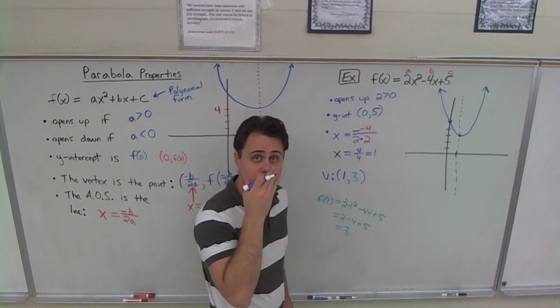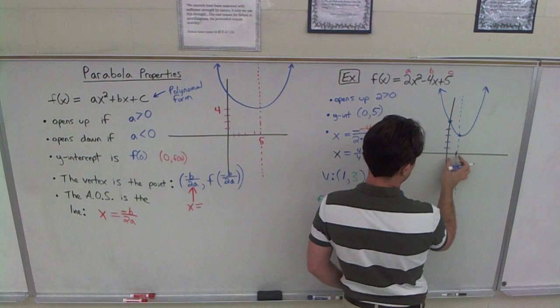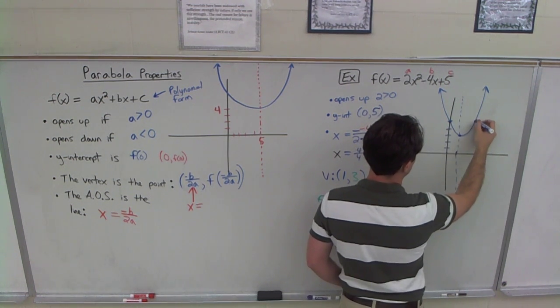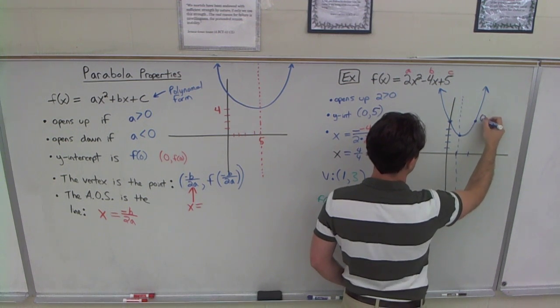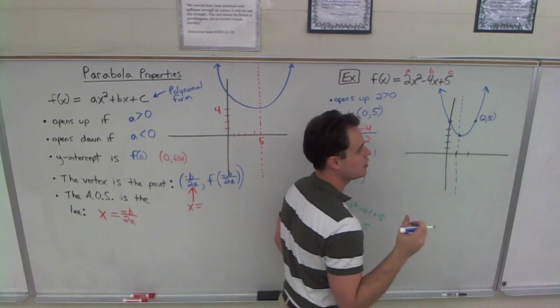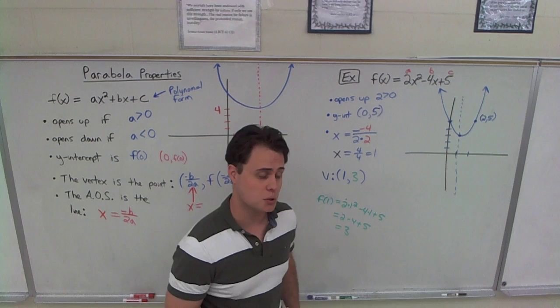I've got a graph. If they ask you for a third point on the graph, you've already got one ready-made for you. If this was 1 that way and it was up 5, then out 1 this way should also be that same thing. So we have another point here that is (2, 5), since I went 1 that way and 1 that way. Parabolas are perfectly symmetric, so use their symmetry to your advantage.